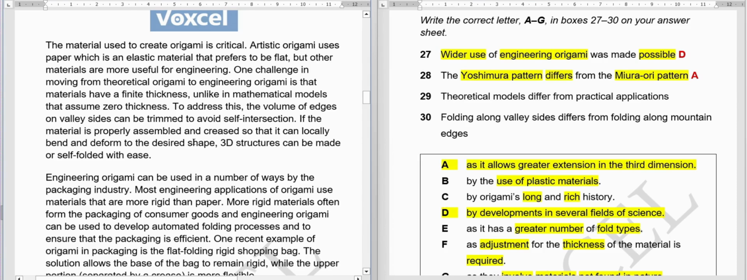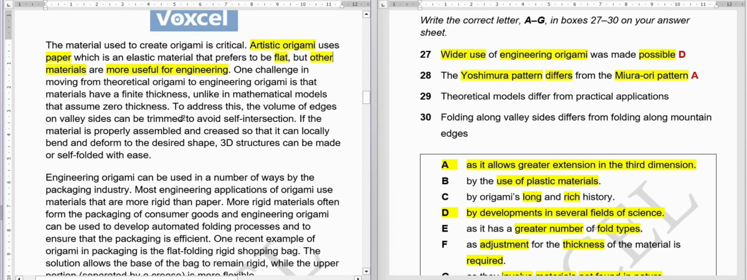The material used to create origami is critical. So now they are talking about the material which is used to create origami. It is quite critical. Critical here means important. Artistic origami uses paper, which is an elastic material that prefers to be flat. But other materials are more useful for engineering. So here they are saying that artistic origami uses paper because obviously it's flat. But other materials are more useful for engineering. Obviously, for engineering, instead of paper, there are other materials that are more useful.